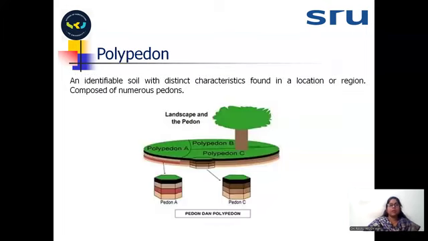Next one is polypedon. It is the combination of a number of pedons. When you see this image, there are three polypedons: polypedon A, polypedon B, and polypedon C. Each polypedon contains a number of pedons in it, and all these polypedons together form one landscape or one unit of soil.